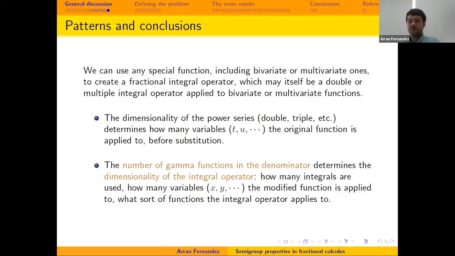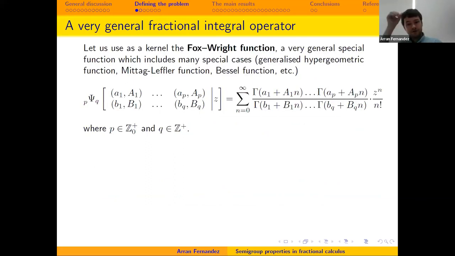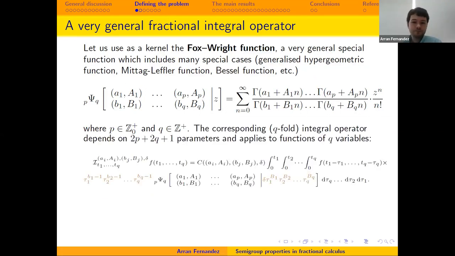Let's go to firstly defining our general integral operator and then looking at the semigroup property. So the kernel function we're going to use is the Fox-Wright function. This is a very general type of special function. It includes lots of other special functions as particular cases. It's defined like this. We have p different gamma functions on the top and q different gamma functions on the bottom. P and q can be whatever you want. There are, of course, some conditions on the parameters for this to converge, but I'm not going into the details on that. It's just like real part of something is greater than 0. I'm not putting it on the slide.